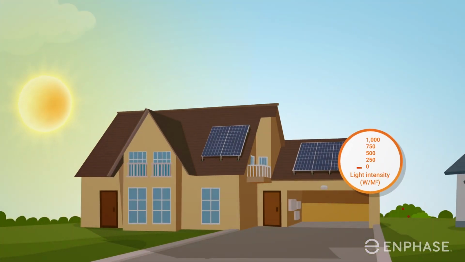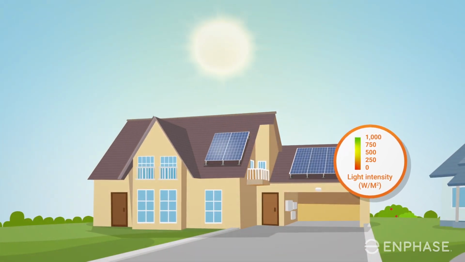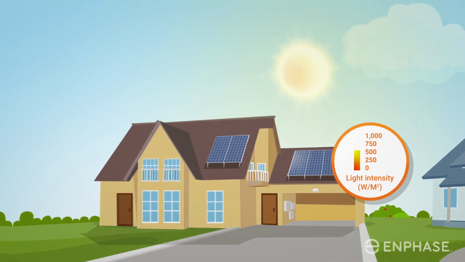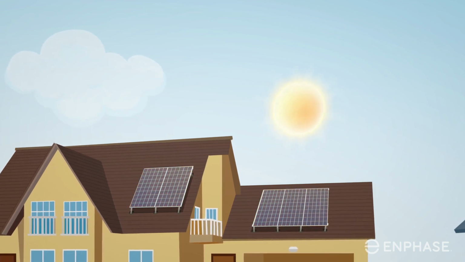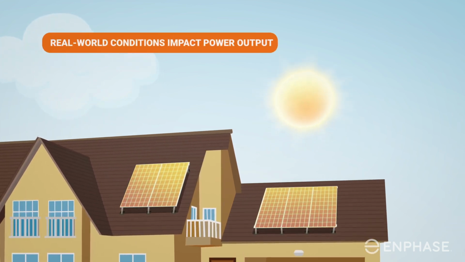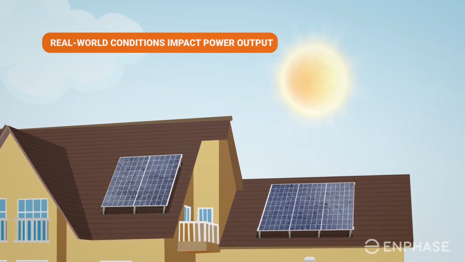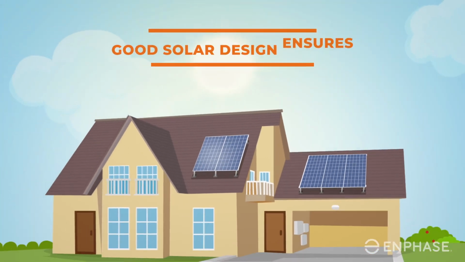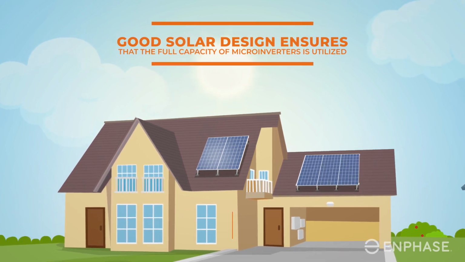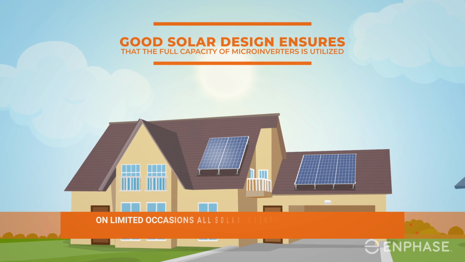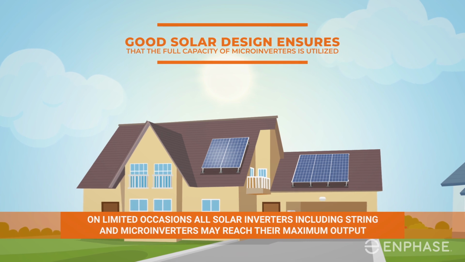In the real world, the power output is relative to the intensity and angle of the sunlight, which varies greatly as the sun rises and moves across the sky, as well as with the seasons of the year. When the sun is strong, the panel will also get very warm, which reduces the potential power output. The panels will also get naturally slightly soiled, which will block some of the sunlight. Good solar design ensures that the full capacity of microinverters is utilized. It is worth noting that on limited occasions, all solar inverters, including string and microinverters, may reach their maximum output.